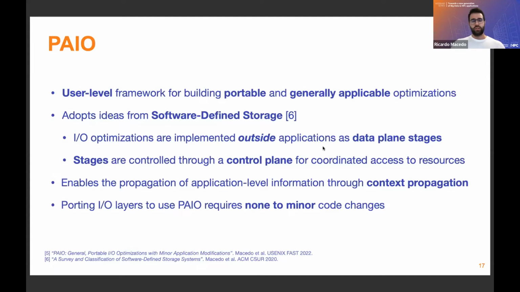For our scenario, IO optimizations such as schedulers, rate limiters, compression schemes, and encryption schemes should be implemented outside of the application, and they will act as data plane stages. Stages are then controlled through a control plane that has global visibility over the storage resources and allows coordinated access to everything. PIO also leverages what I mentioned earlier about propagating application-level information through context propagation. Context propagation is a well-known technique in distributed systems monitoring that allows you to propagate a little bit of information, known only to the application itself, throughout the rest of the IO stack. Porting IO layers to use PIO requires none to minor code changes, as you will see in a bit. This work was published recently and presented at USENIX FAST, and we are still working on it and continuing to improve it.